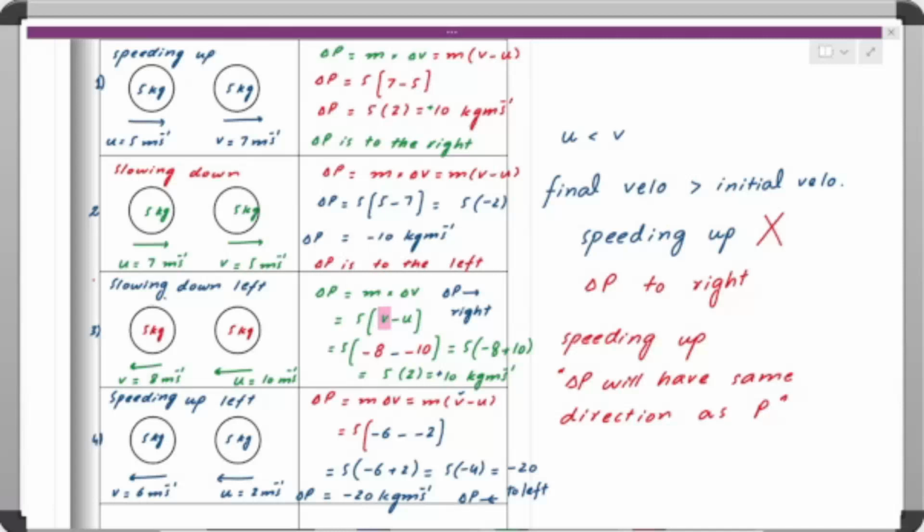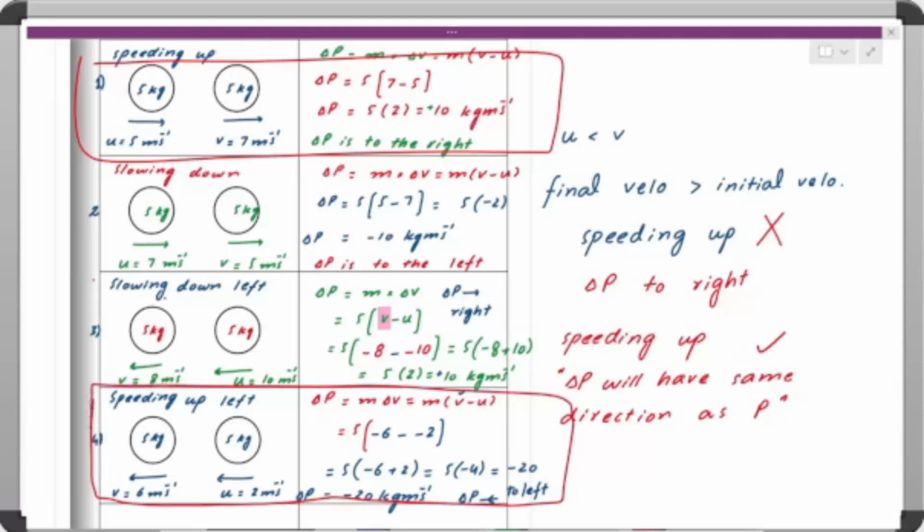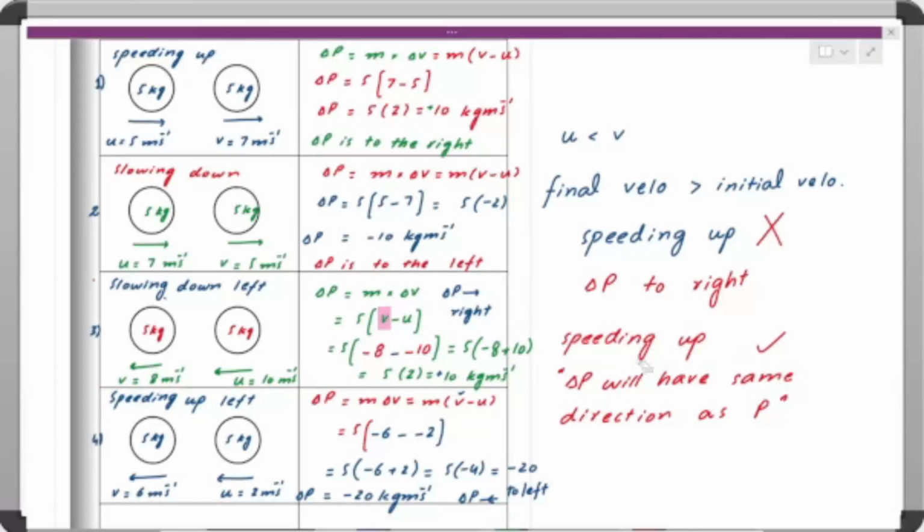What that means is, if you're speeding up towards the right side, delta P would be towards the right side. If you're speeding up towards the left side, then delta P would also be towards the left side. Now let us try to relate this explanation with all of the examples. If you're speeding up to the right side, delta P has to be towards the right side. Is it? If I'm speeding up towards the left side, delta P has to be towards the left side as well. How about the last example? And the ones in the middle can also be explained by this.